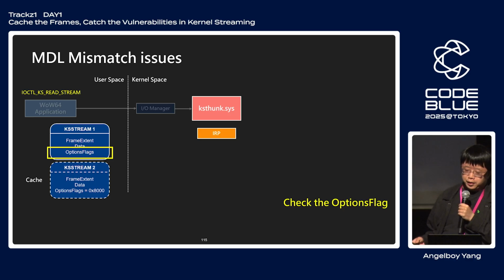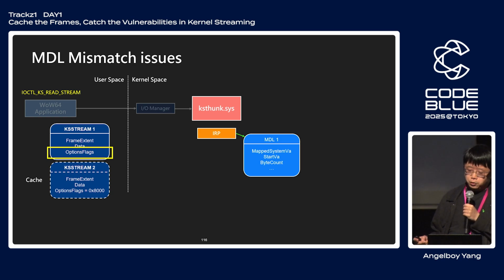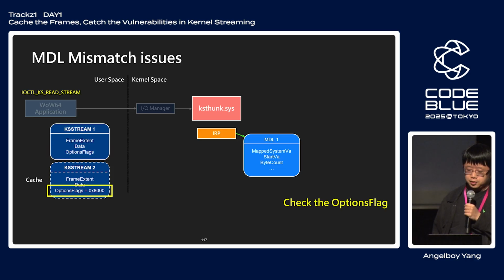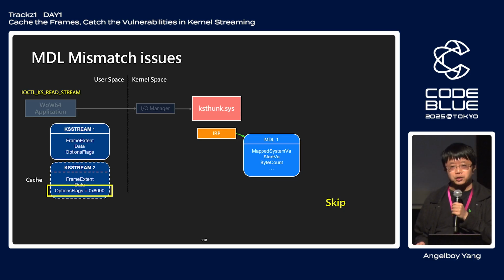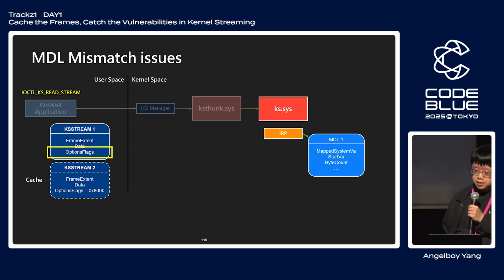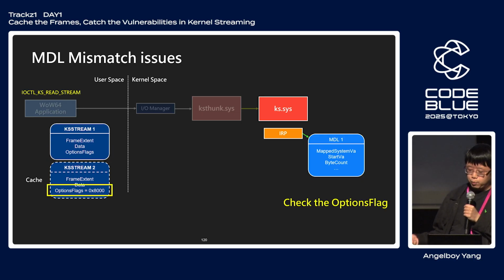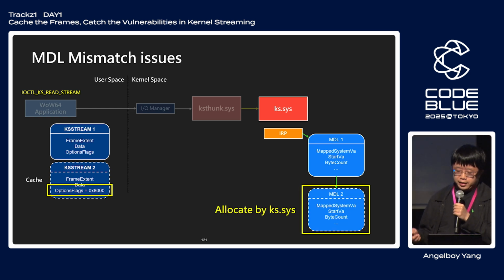KSUNC will check the option flag for the first frame. If the cache flag is not set, it will allocate an MDO and map the frame buffer. It then moves on to the second frame. Since the second frame has the cache flag, KSUNC will skip MDO allocation. After that, the IRP is passed down to case. Because the first frame doesn't have the cache flag, it assumes the MDO is ready and skips it. Then it moves on to the second frame. Since the second frame has the cache flag, case will allocate an MDO and map the frame buffer.